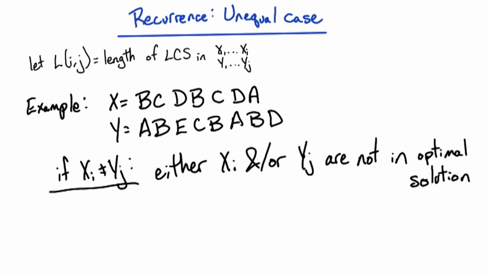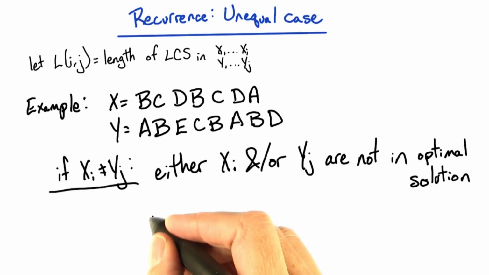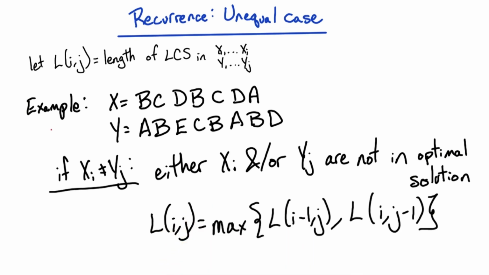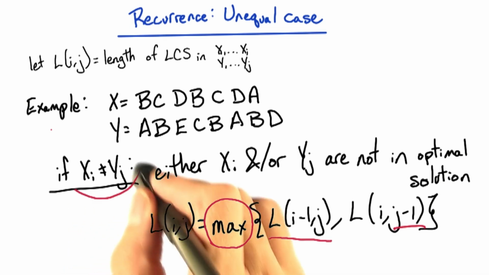Let's recap. In this case, where xi and yj are different, so the last characters of the two prefixes are different, then we have our recurrence. L of ij is going to be the best of the two possible scenarios. Either we drop the last character of x, and therefore we have the solution for i minus 1 characters of x and j characters from y, or we drop the last character from y, and we get the solution L of i j minus 1. And which of the two are we going to take? We're going to take the better of the two, which means we're going to take the one which has the larger length, which is the max. So this defines our recurrence for the case when xi is not equal to yj.